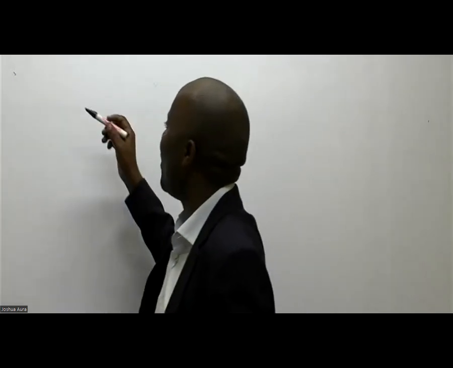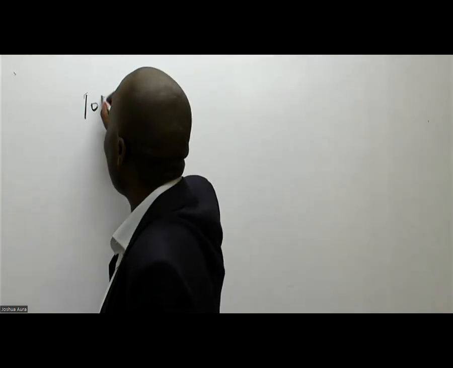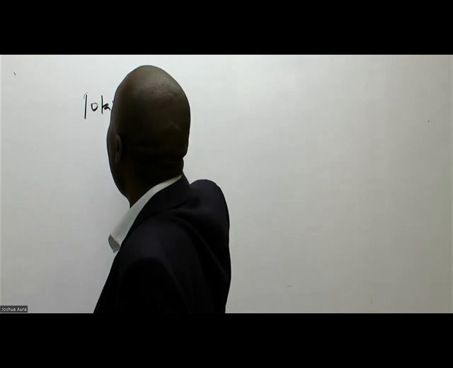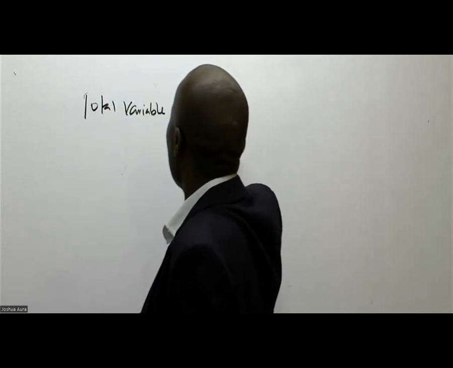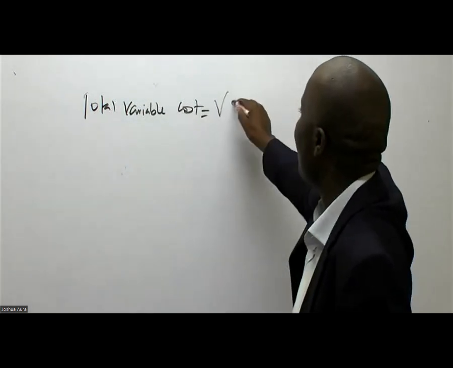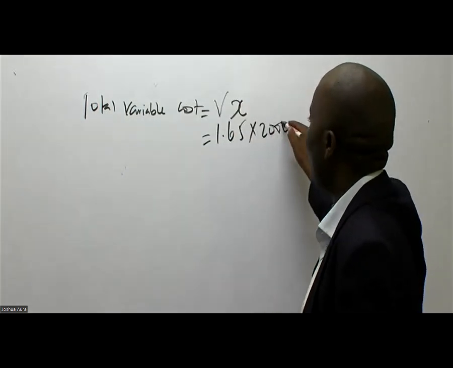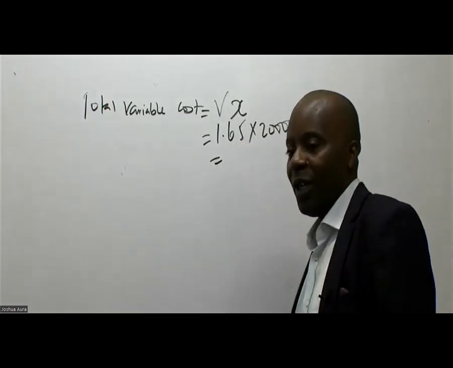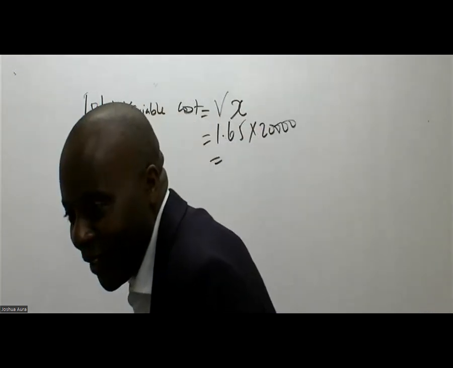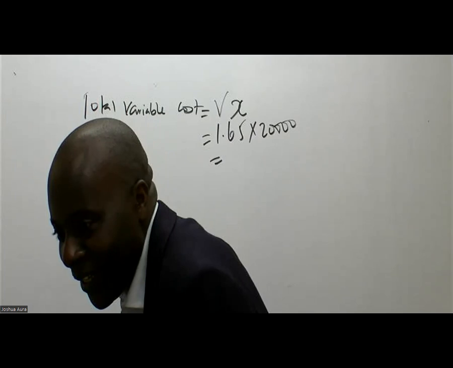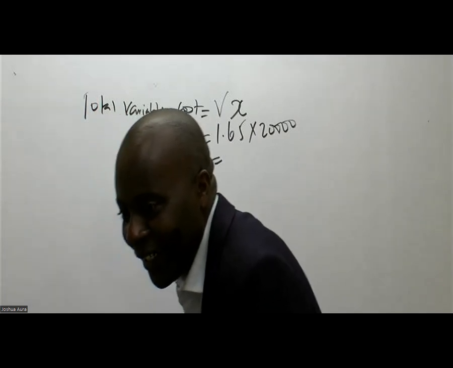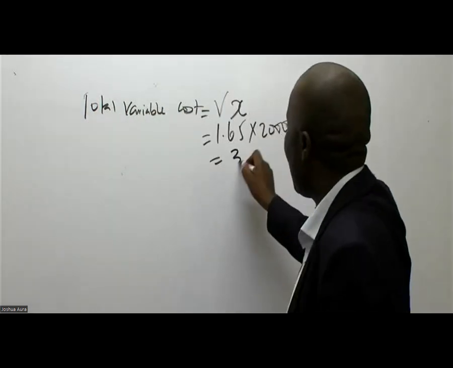So come here, ladies and gentlemen. First of all, give us the total variable cost. So the total variable cost is variable cost per unit times number of units. The variable cost per unit is 1.65. Number of units are 20,000. So ladies and gentlemen, this gave you what figure? $33,000. Thank you very much.